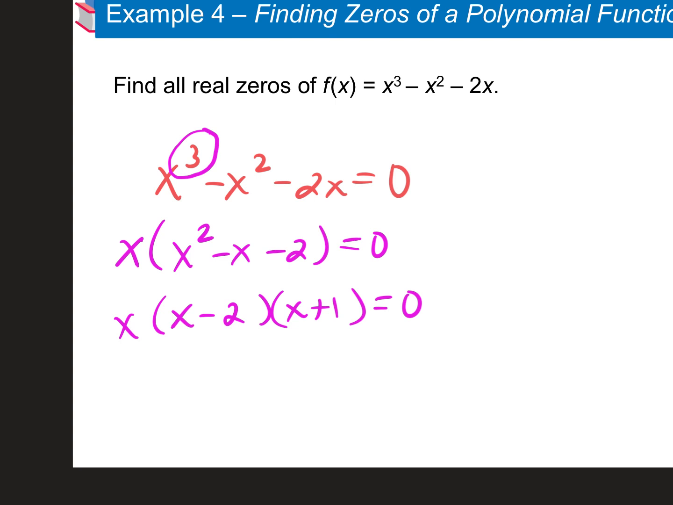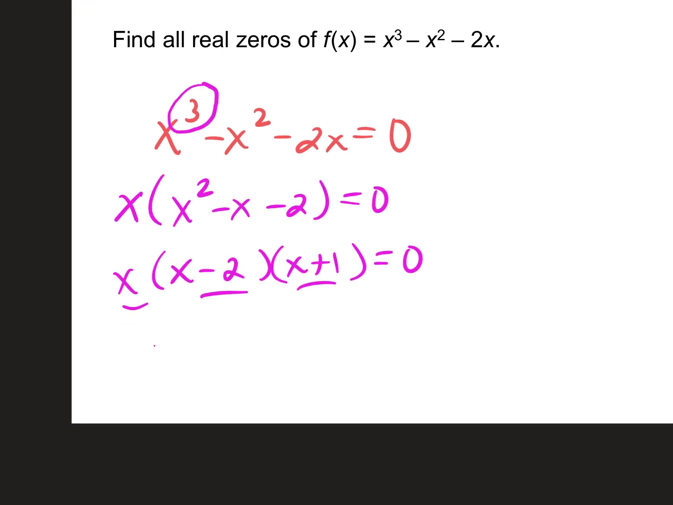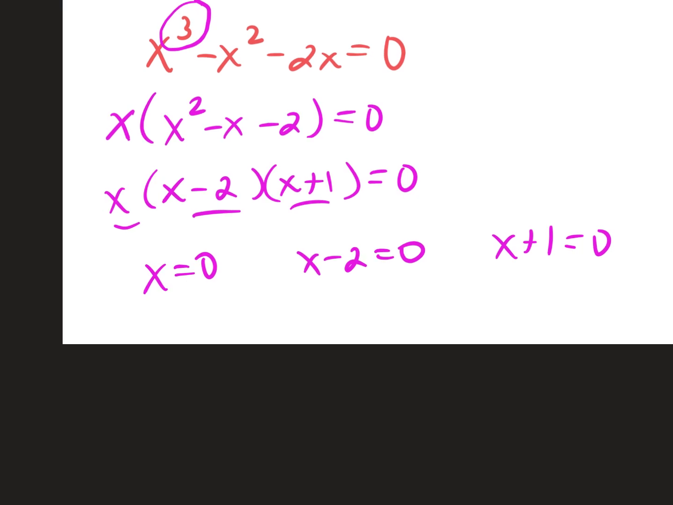At the beginning, you should look at the highest exponent and say, how many zeros do I have? Guys, how many zeros? How many answers should I have here? 3. How many do I have here? 3. You set everything equal to 0. x equals 0. x minus 2 equals 0. x plus 1 equals 0. Your answers here would be x equals 0, 2, -1.